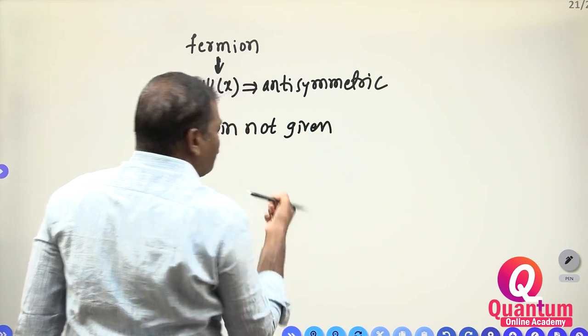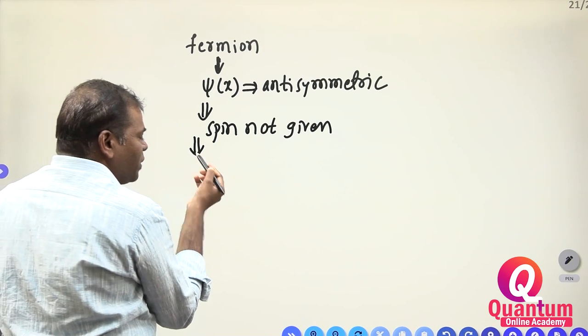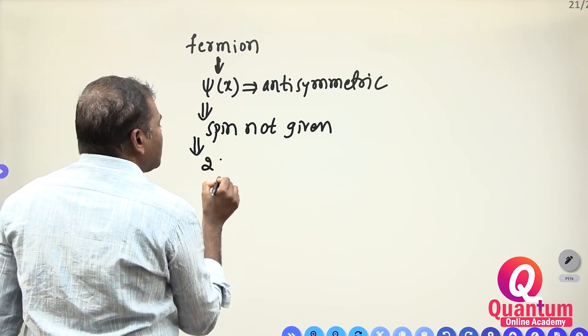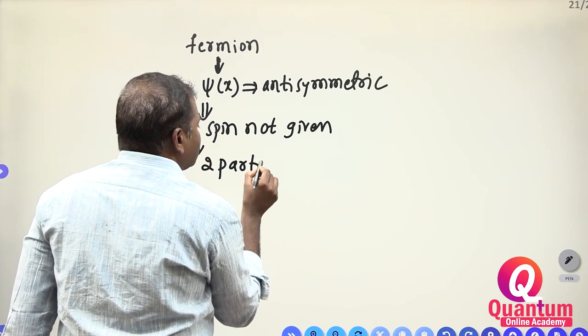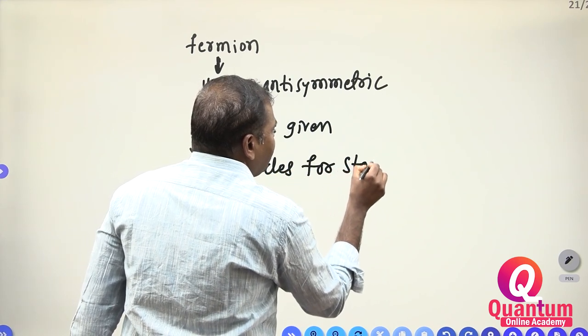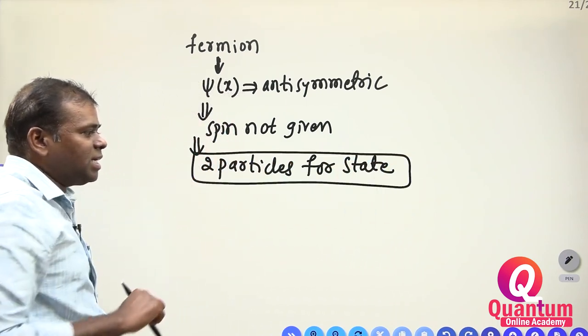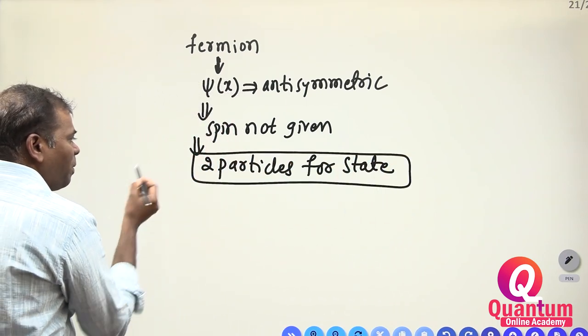How we have to fill the atoms? We have to fill two particles for each state. If spin is not given, what is our portion? Two particles for each state. Suppose two particles are there.